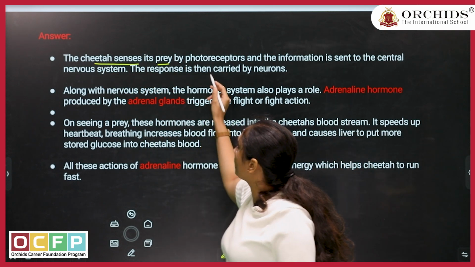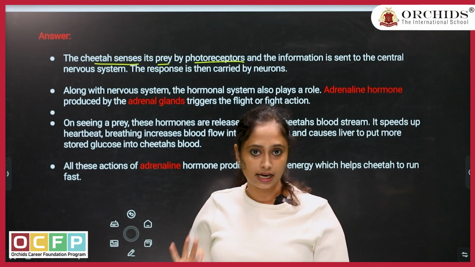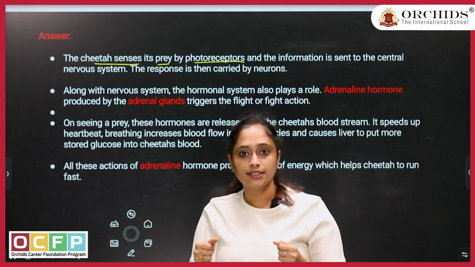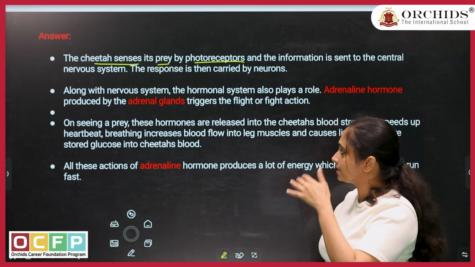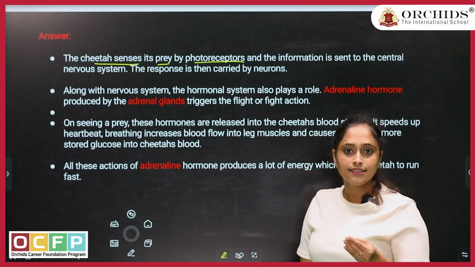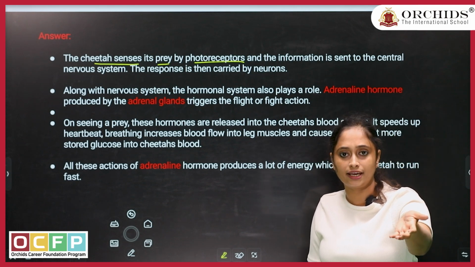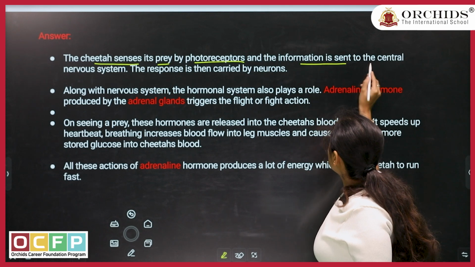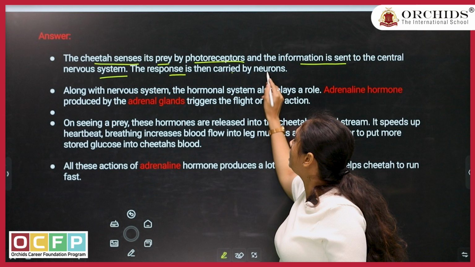The cheetah senses the prey by photoreceptors. Photoreceptors are present inside the eye, and these receptors take in light and convert the light into electrical impulses or signals. The photoreceptors present in the eyes sense the signal coming from the external environment, which is light, and that information is sent to the central nervous system, and this response is carried by neurons.